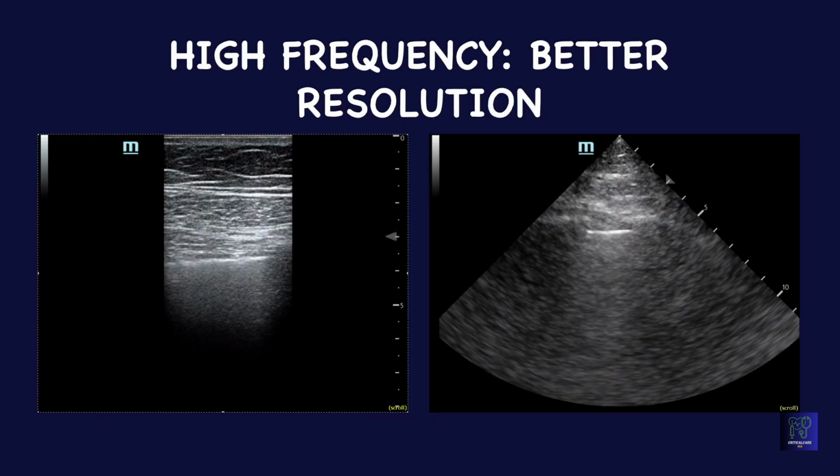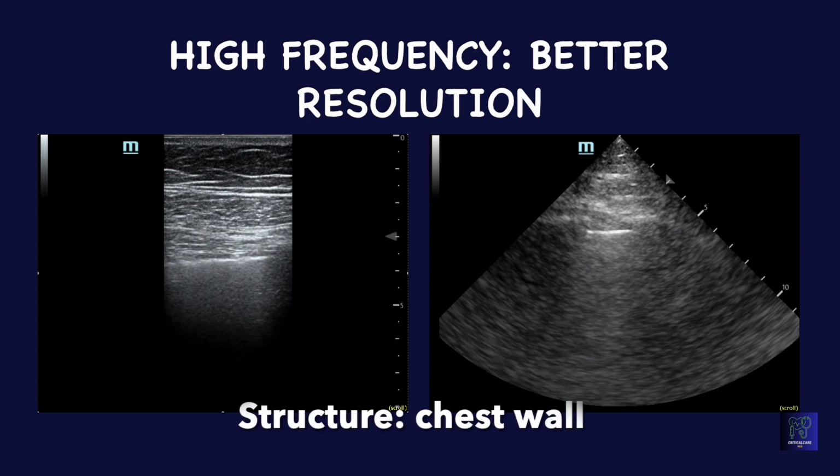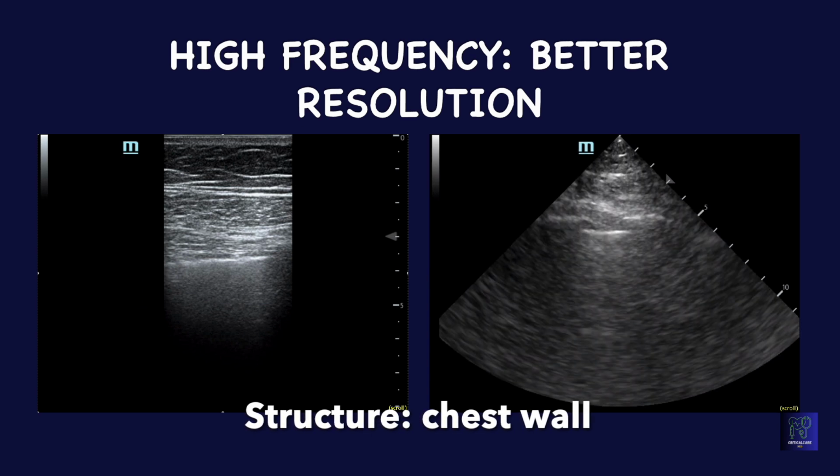Here is an example of how a high resolution probe gives excellent tissue resolution. On the left hand side, we have the linear probe, and on the right hand side, we have the phased array probe looking at the same structure.